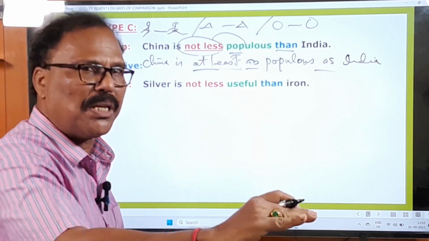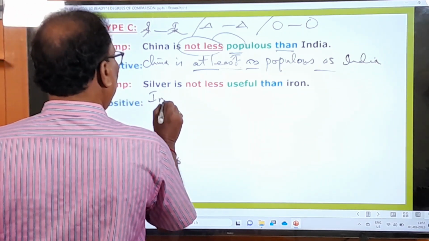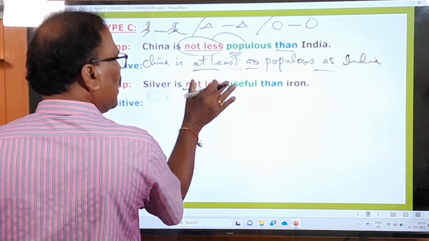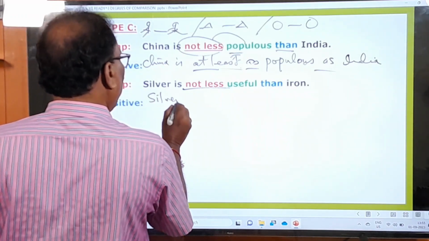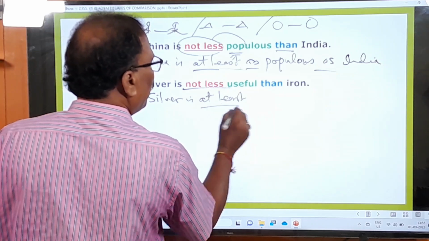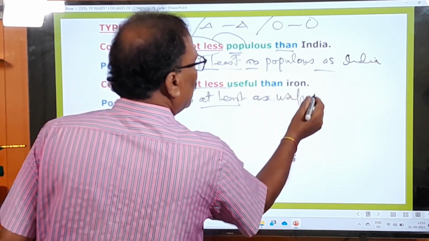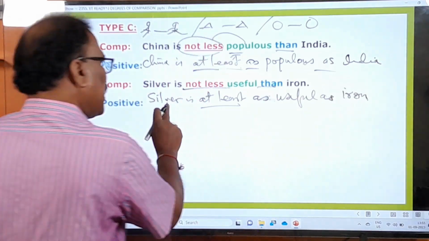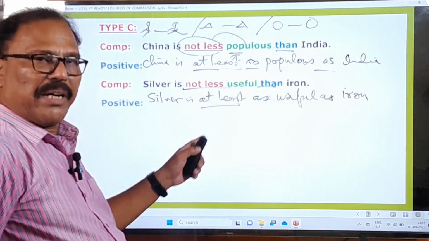Not less means both are almost equal. Okay, almost equal. So here we have to say the same. In this kind of sentences, we have to use the words as they are. Okay, silver is, instead of "not less", we have to use "at least", useful, as useful as, instead of "than", "as" iron.